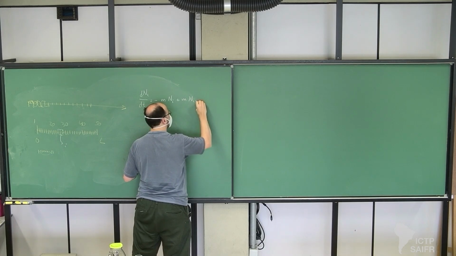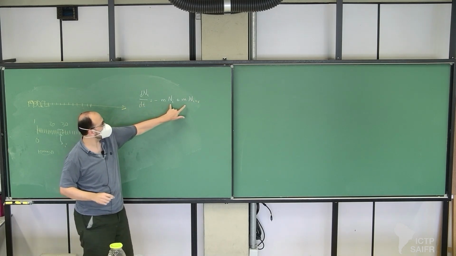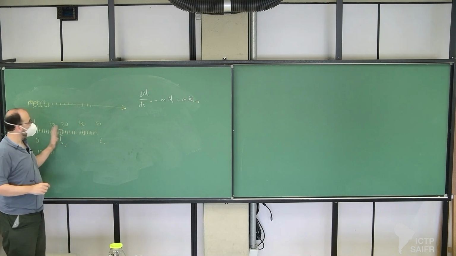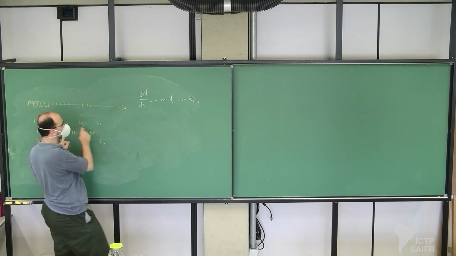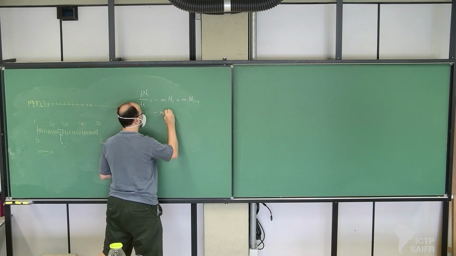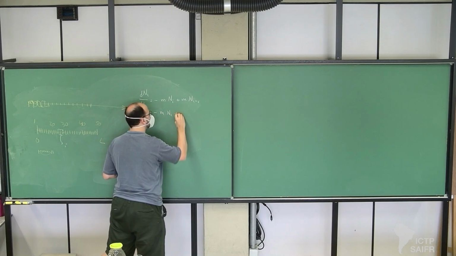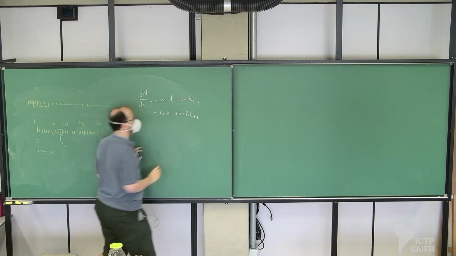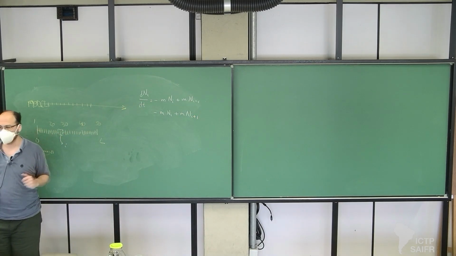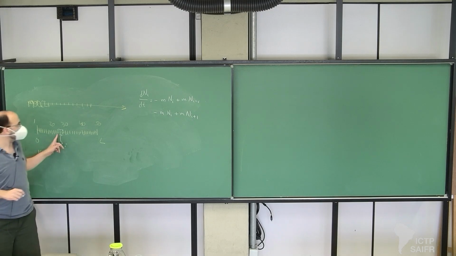I minus 1, okay? So this is the exchange I have with the patch to the left, and then with the patch to the right it is the same thing. I'm sending individuals to that patch, and I'm receiving individuals from that patch as well, right? So this is the equation for this patch i over here, okay?